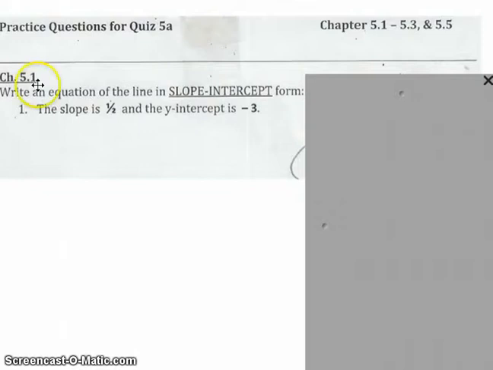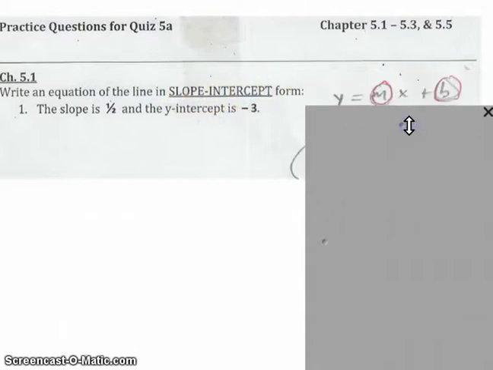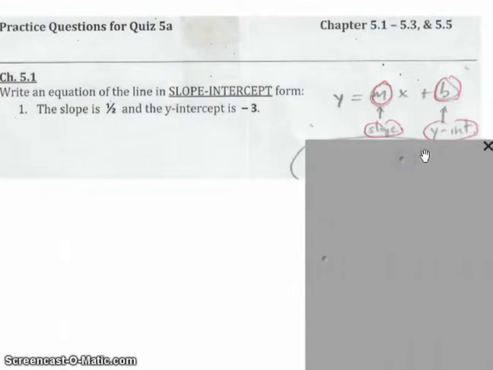And this first question is right here from chapter 5.1, number 1. You're asked to come up with the equation of a line in slope-intercept form. Well, slope-intercept form is this. It's y equals mx plus b. And remember, m stands for slope, and b stands for y-intercept.